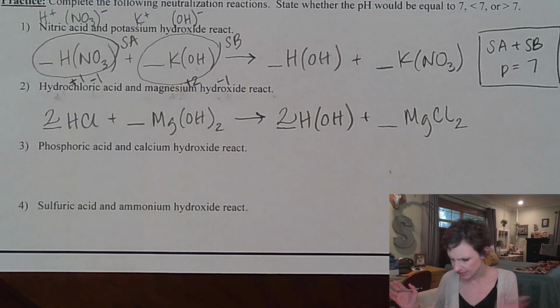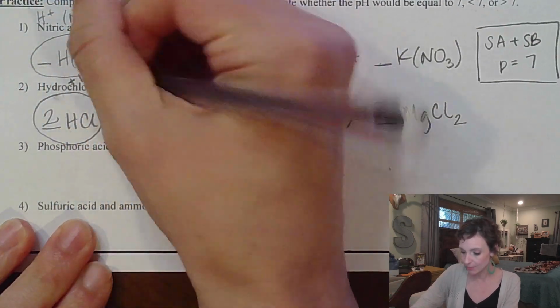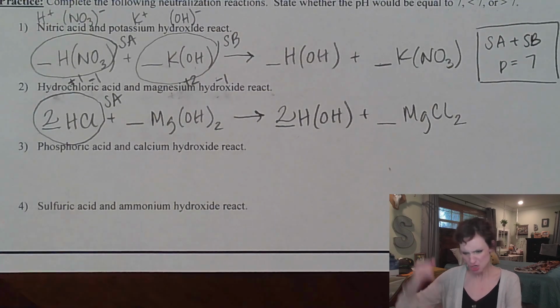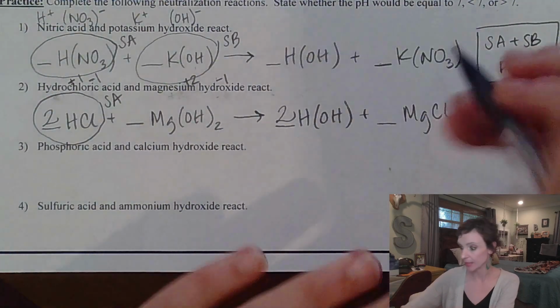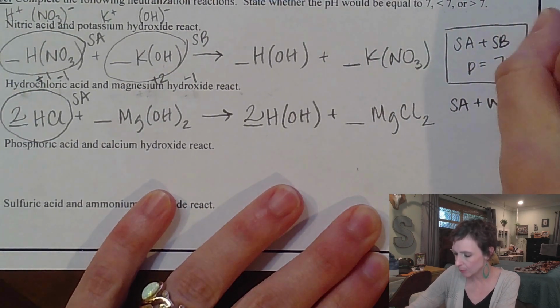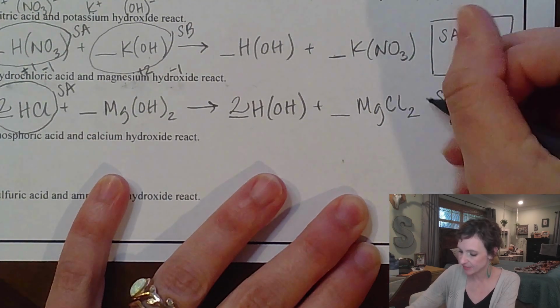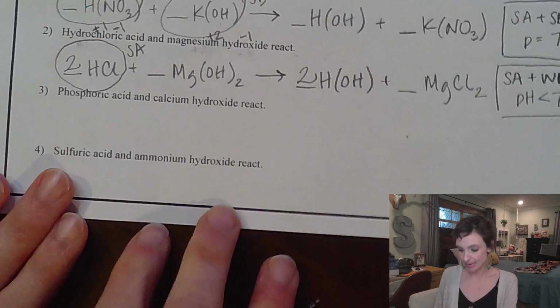Do I have anybody here who's strong? Hydrochloric acid is totally one of my strong acids. Magnesium hydroxide? Nope, he's a weak base. Strong acid. That means the resulting solution will be acidic, which means the pH will be less than 7. So we can state here: strong acid plus my poor weak base, the pH will be less than 7. Cool. Okay, amazing. Next one.